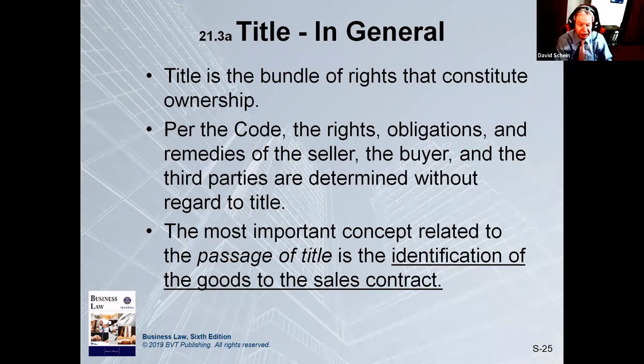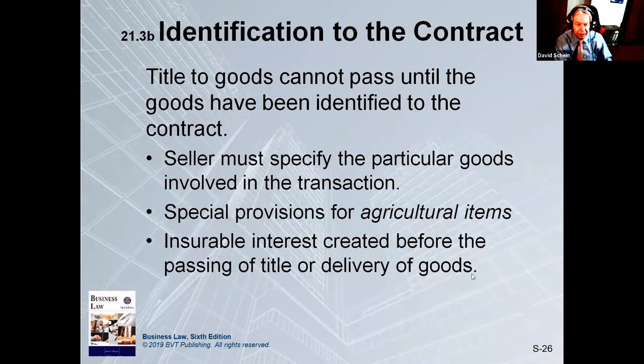So let's take a further look at that. Tying into the previous slide, slide 25, this is slide 26. Title to goods cannot pass until the goods have been identified to the contract. So it's a responsibility of the seller to specify the particular goods involved in the transaction.